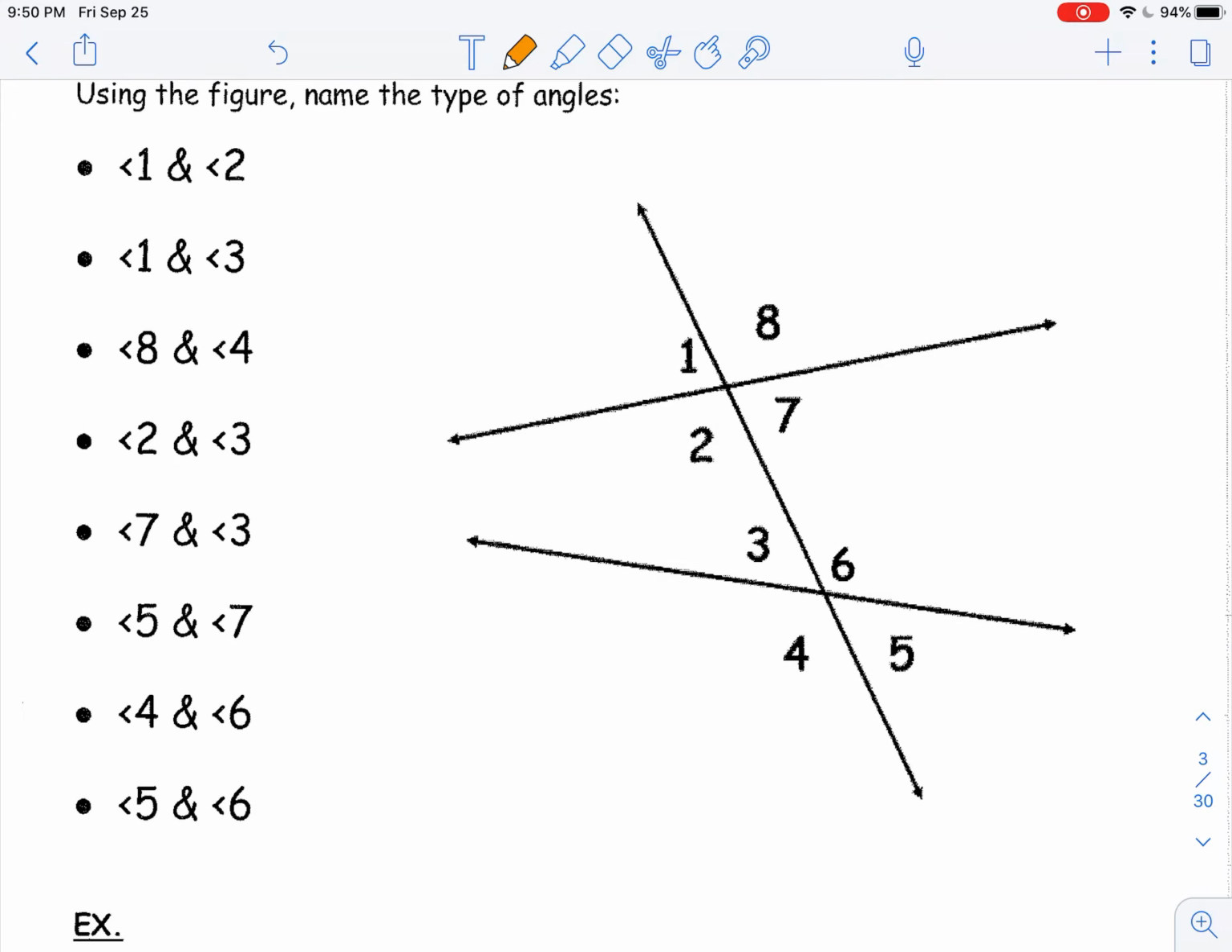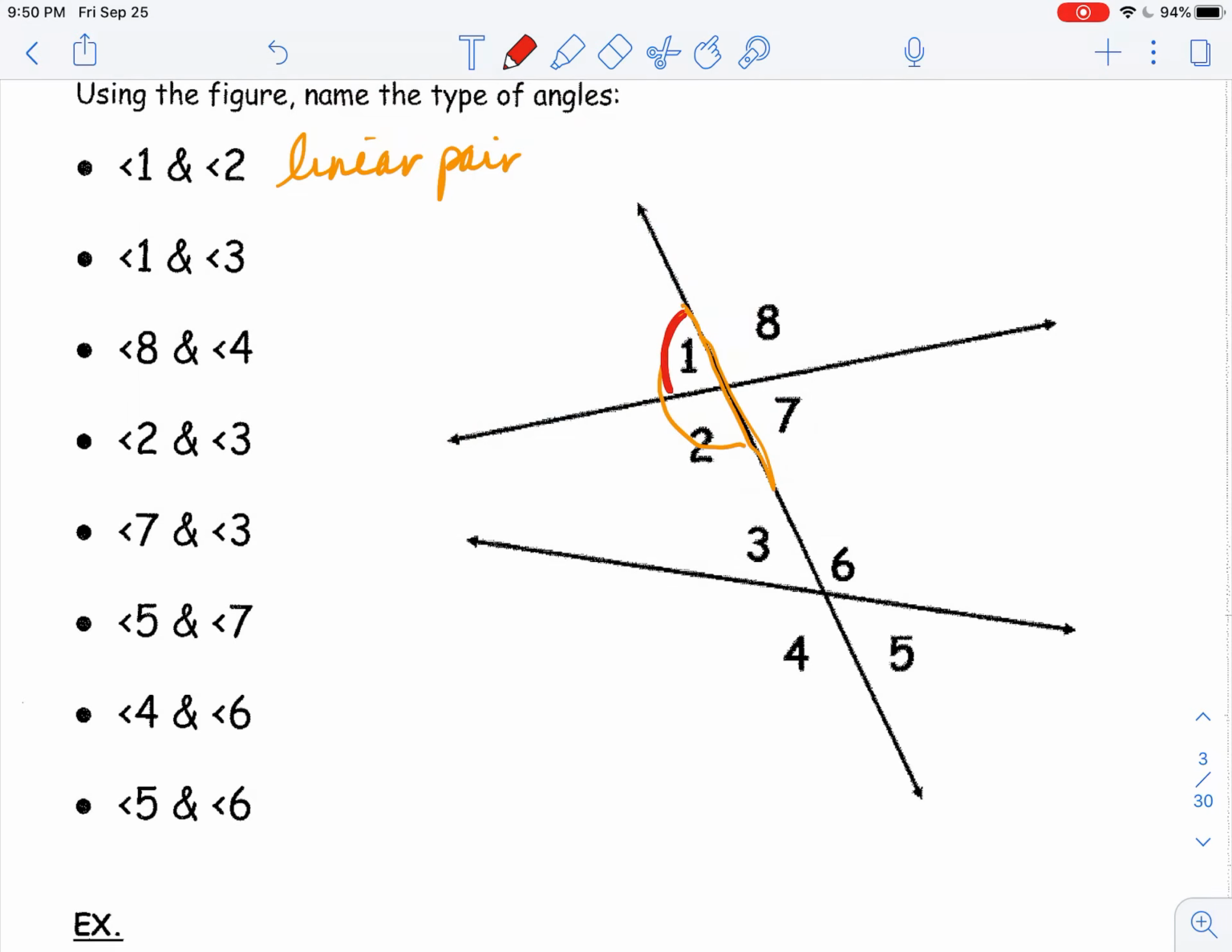In this example, we're going to use the figure and name the type of angles. So angles 1 and 2, well, they're on this straight line. This is a linear pair. Angles 1 and 3, well, let's see.